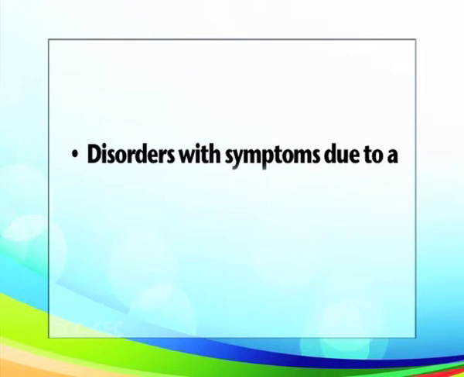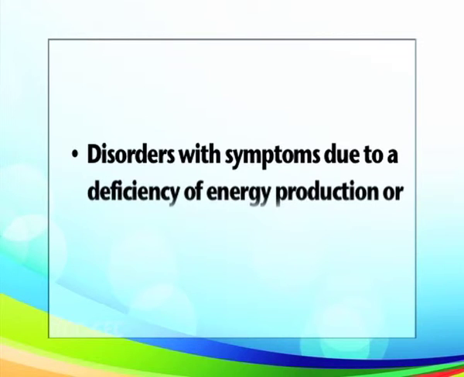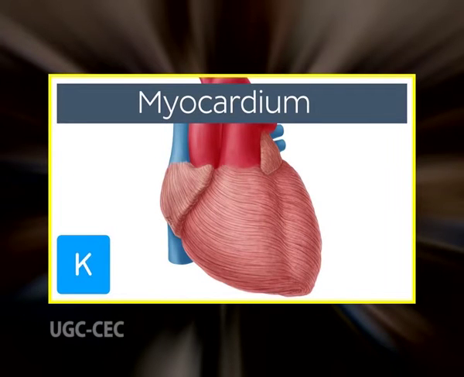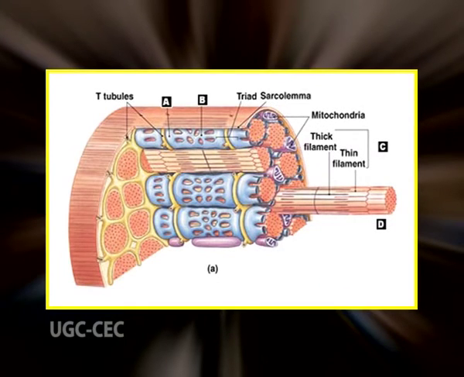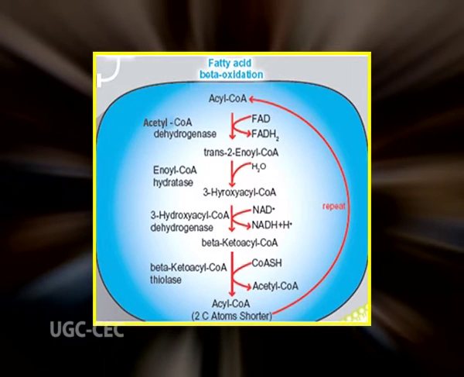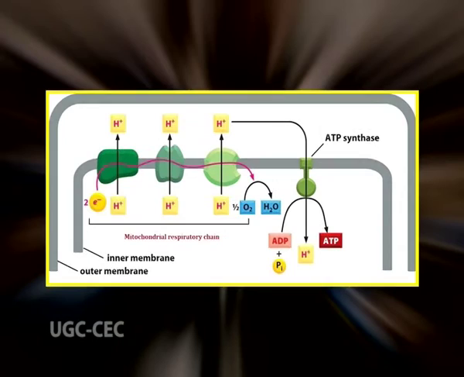Third, disorders with symptoms due to deficiency of energy production or utilization within liver, myocardium, muscle, or brain. These include congenital fatty acid oxidation defects, gluconeogenesis defects, and mitochondrial respiratory chain disorders.